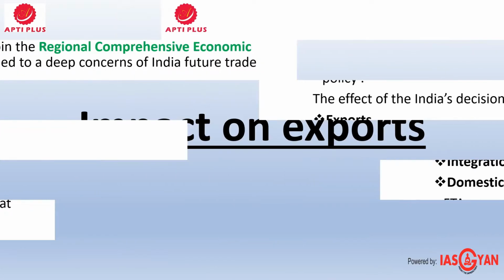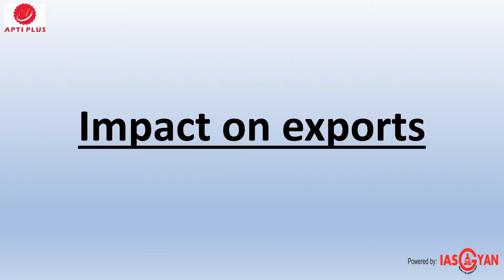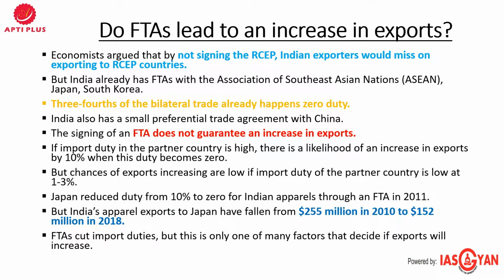Now moving ahead, what is the other impact? So impact on exports क्या होगी, वो सारे impacts मैं आपको बताऊंगा. तो first, exports की बात करें, do FTAs lead to an increase in exports? तो पहला है कि क्या increase होगा या decrease होगा. तो economists have argued that by not signing the RCEP, India's exporters would miss out on exporting to RCEP countries. जो RCEP के exporting countries हैं उनको miss करेंगे. But अगर मैं बताऊँ, India already has an FTA with the ASEAN countries, that is ASEAN में हमारे साथ जापान है, साउथ अफ्रीका है, और जो member countries of ASEAN, they are already in the FTAs, fine.